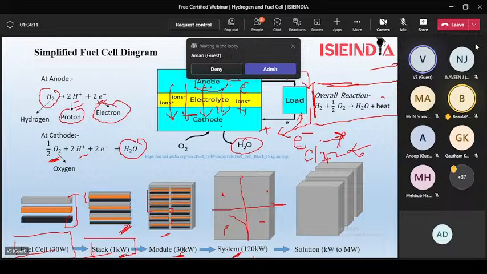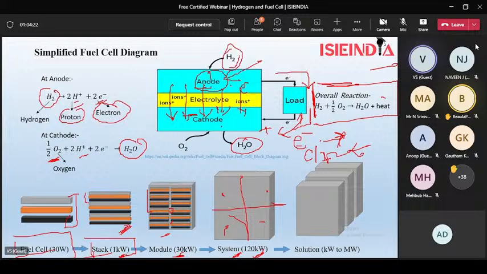So its rating also increases, and if we want the power rating in megawatts, we can see here the system is connected like this. So we can get the power in terms of megawatts. So this is the solution which we can get from the fuel cell.